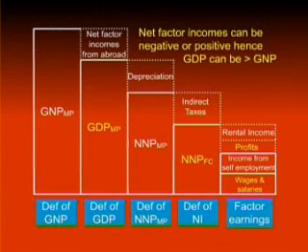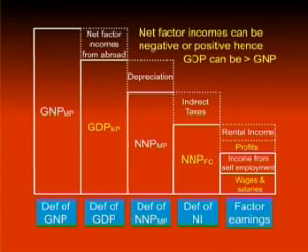Now you start with the first block in this figure, which stands for GNP at market prices. Now, if you subtract the net factor income from abroad from this GNP at market prices, you get GDP at market prices. And this indeed is the definition of GDP. GDP is simply GNP minus net factor incomes from abroad.